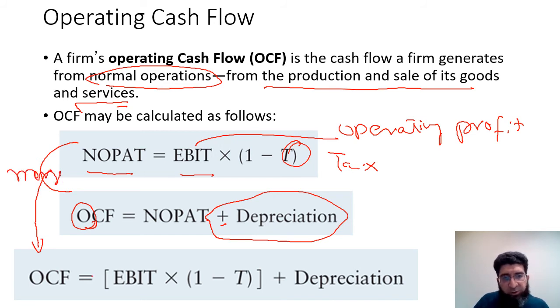Operating cash flow equals operating profit, net operating profit after taxes, plus depreciation. So this will give us operating cash flows.